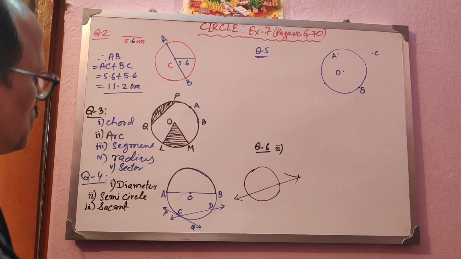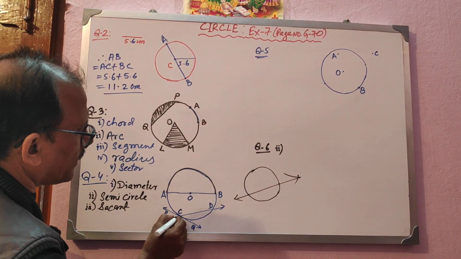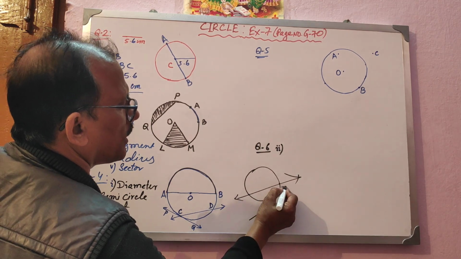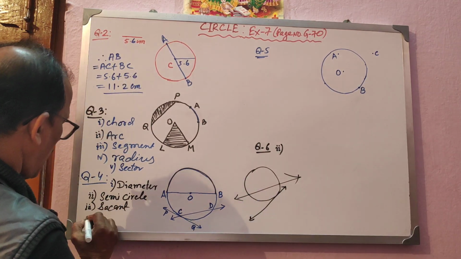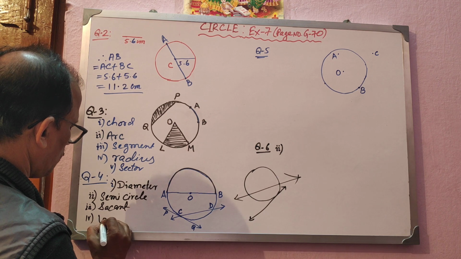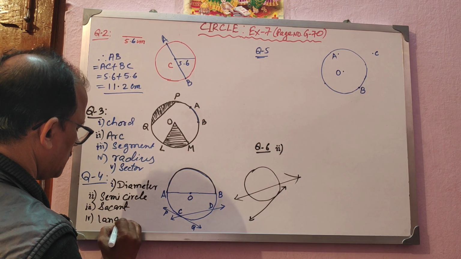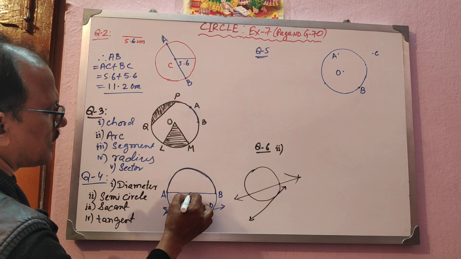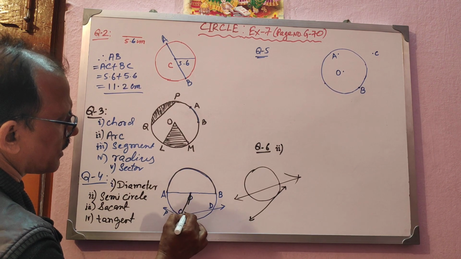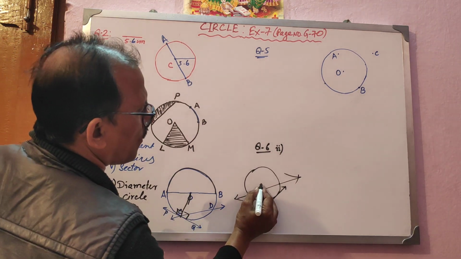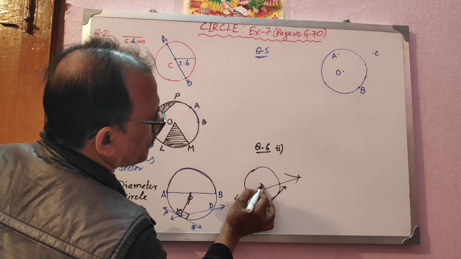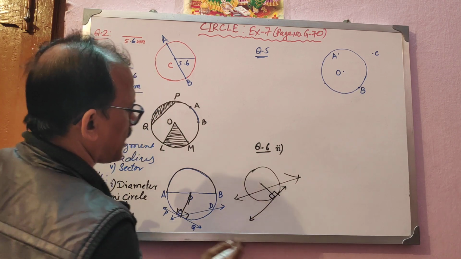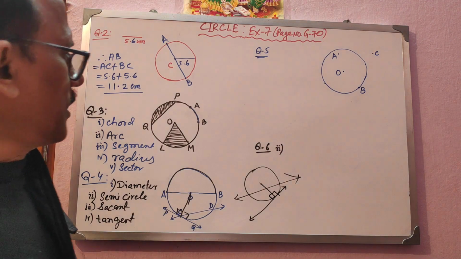And then line PQ. It touches only one point, that is point C. If a line touches only one point on the circle, that line is called a tangent. I said this in the previous video. T-A-N-G-E-N-T. And a tangent always forms a 90 degree angle with the radius from the center. If you draw a line segment from the center to the point where it touches, it will form 90 degrees on both sides. So it's a tangent. I hope you have understood it.